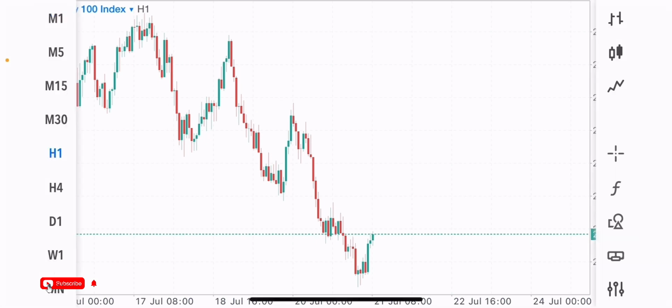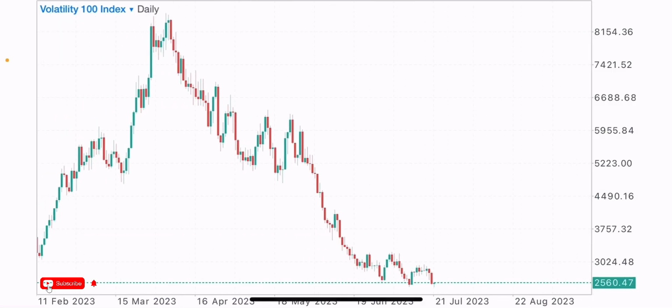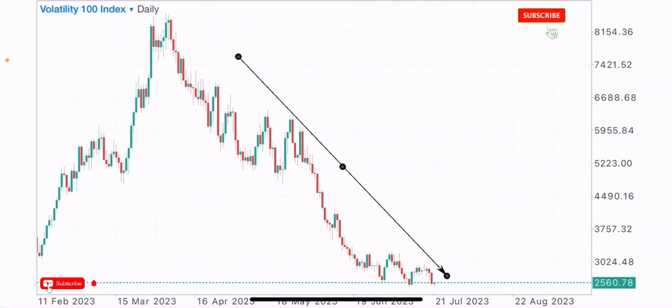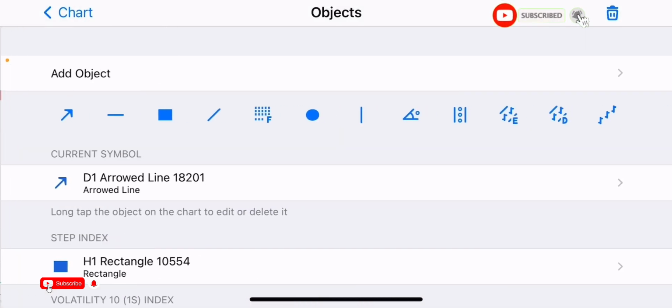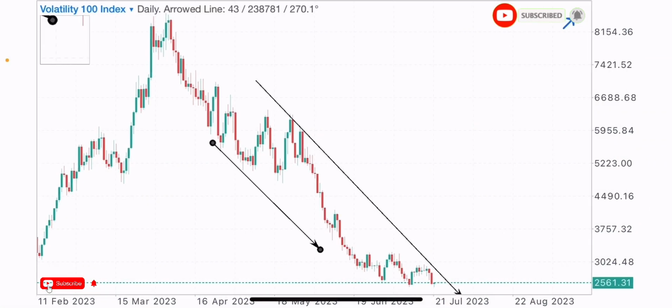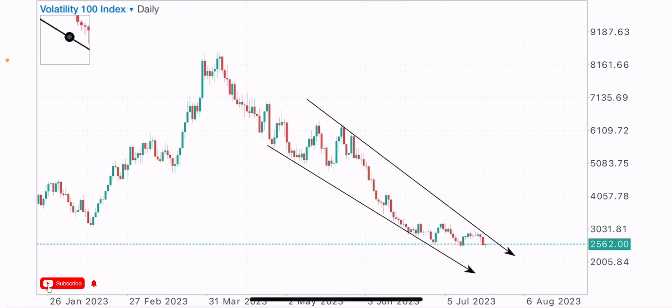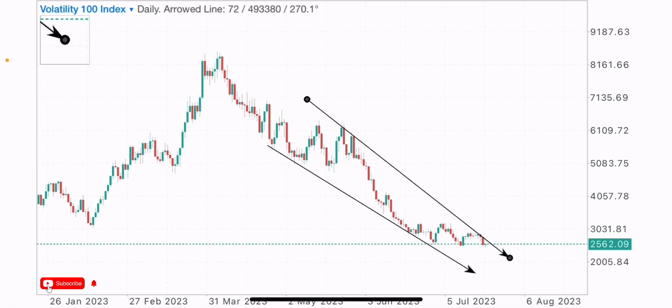So coming to the daily time frame, we've seen the market's overall direction in a long-term downtrend, creating lower highs and lower lows. So let's identify our trend support and our trend resistance. Because on trend lines, we have our support levels and our resistance levels. So you can call this a trend support, and this a trend resistance.